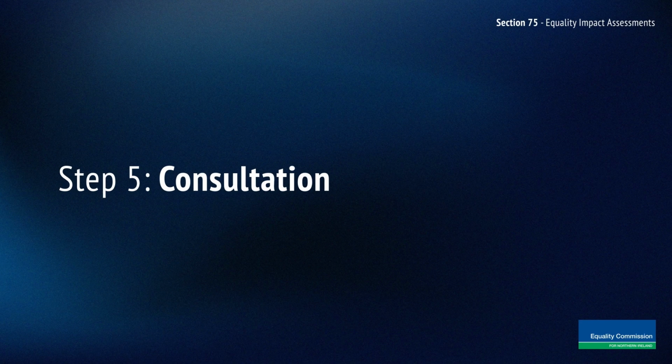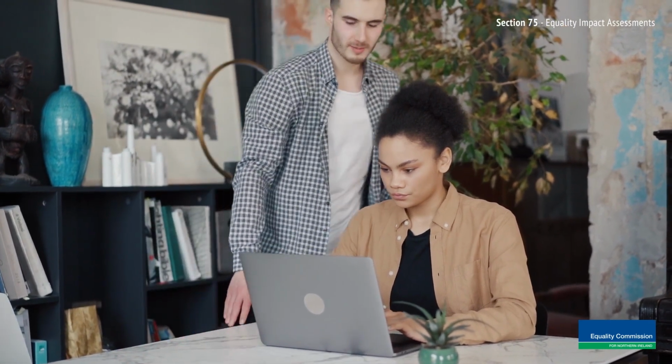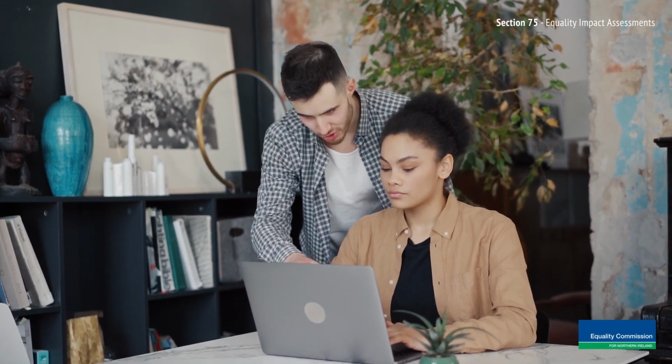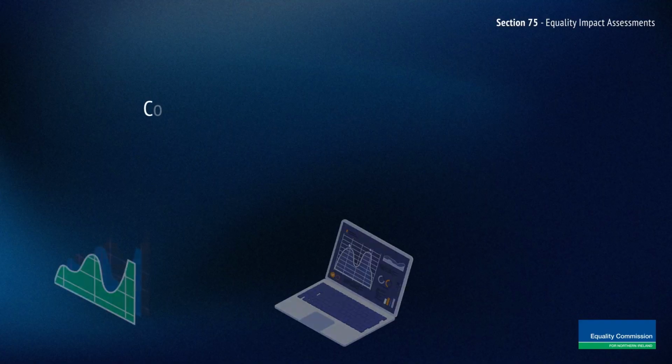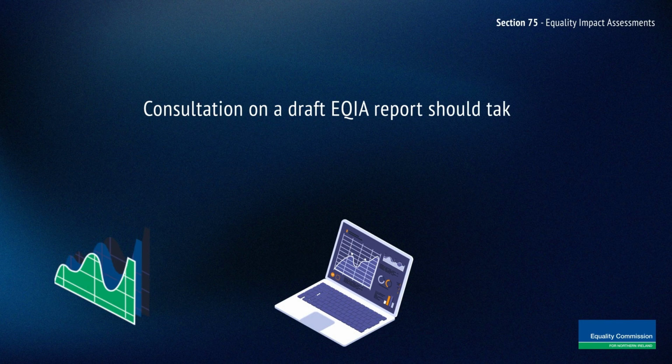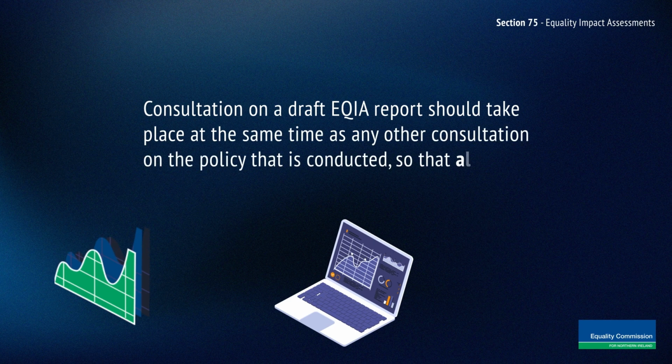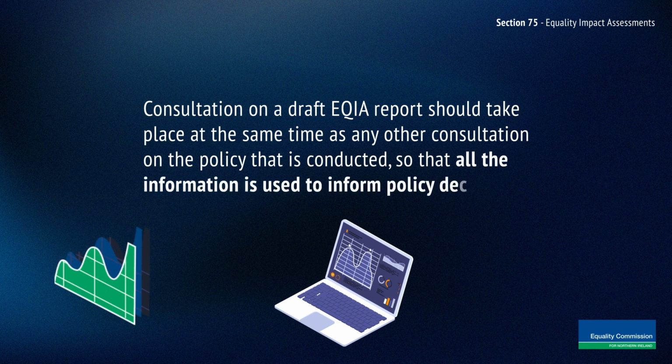An equality impact assessment requires consultation on your EQIA. You should prepare a draft EQIA report for consultees. It should include all the information you have gathered and assessed in the preceding stages, including your assessment of the potential impacts and consideration of alternative policies and mitigations. It should set out the data or information that you relied on to make your assessment of impacts. It is not enough to merely list data sources. Consultation on a draft EQIA report should take place at the same time as any other consultation on the policy that is conducted, so that all the information is used to inform policy decisions.